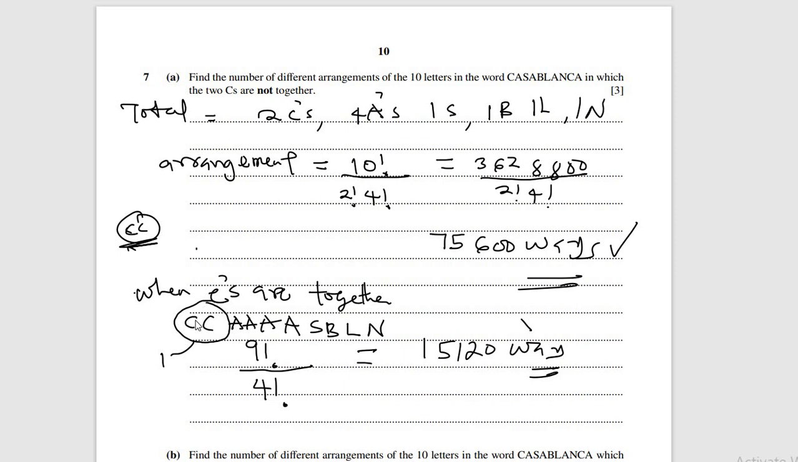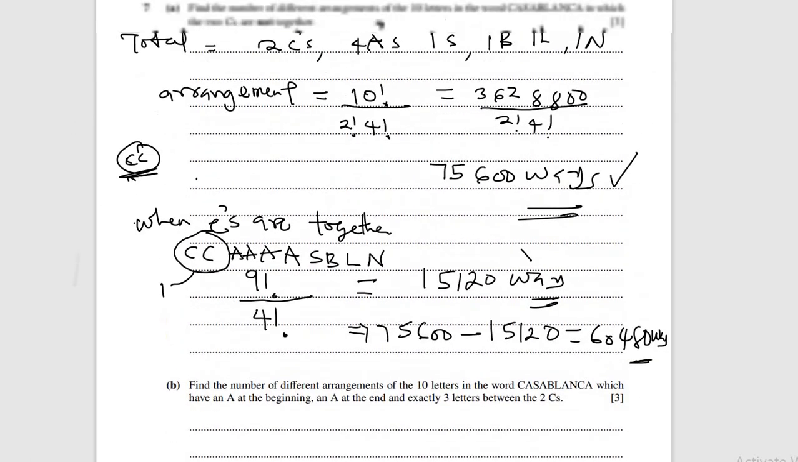So the arrangement when the 2 C's are not together will now be the total arrangement minus when they are together. So to give us 60,480 ways. That's it.